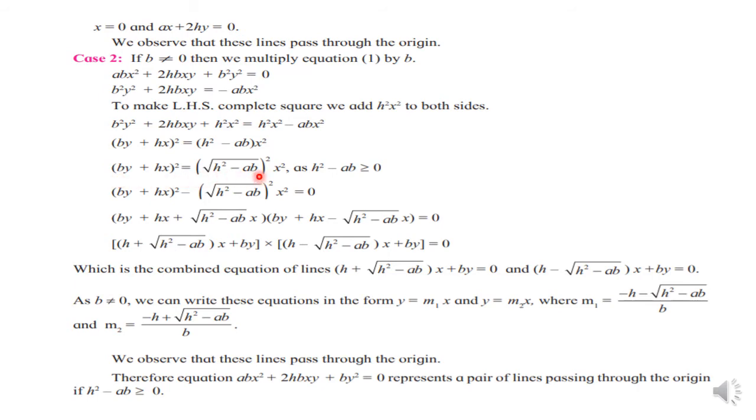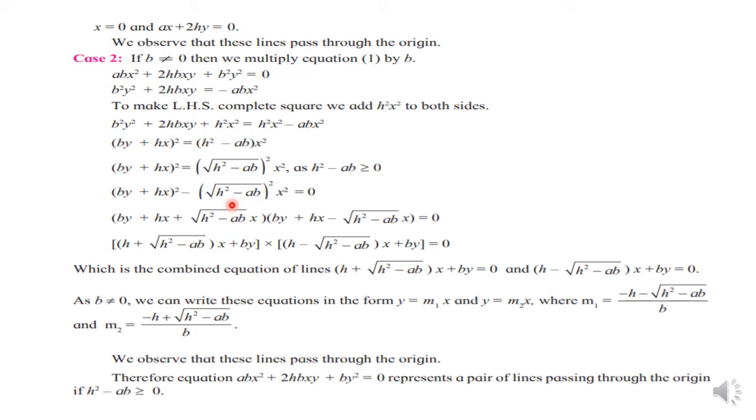Thus, the LHS, in the next step, we keep as it is, but the RHS, h square minus ab, can be written as root of h square minus ab the whole square, into x square. Now h square minus ab is greater than or equal to 0. Thus we take all the terms to the LHS. So we get by plus hx the whole square minus root of h square minus ab the whole square x square is equal to 0.